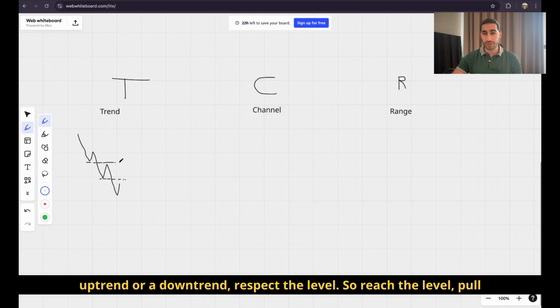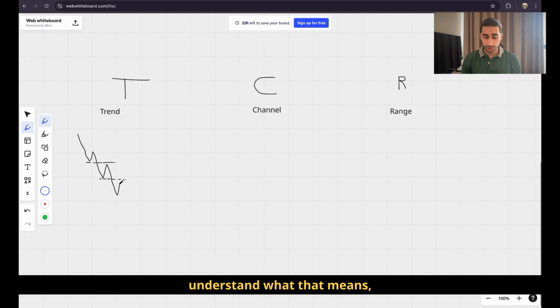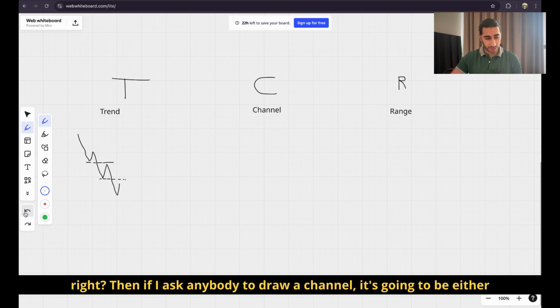Either if it's an uptrend or a downtrend, respect the level. So breach the level, pull back to the level, comes back, pull back, break and retest type of stuff. I mean, you understand what that means, right?